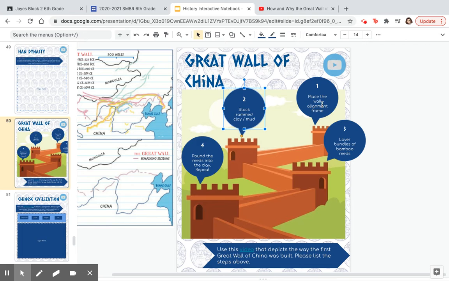One, place the wall alignment frame. 2, stack rammed clay/mud. I'll say earth because that's the word he used. 3, layer bundle of reeds. 4, pound the reeds into the clay and you repeat the process.